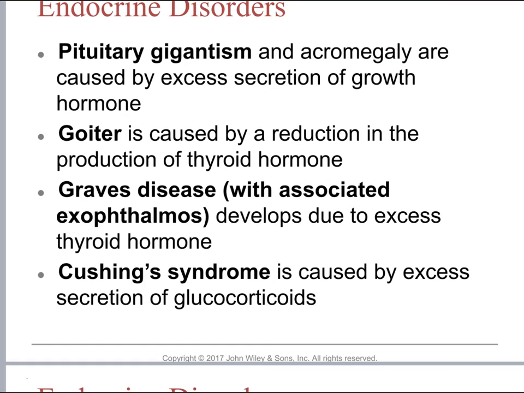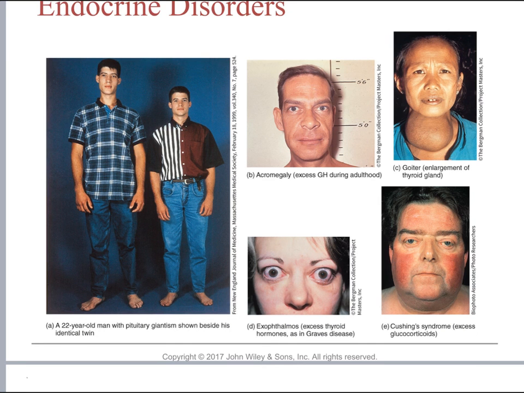The next few slides go over some review of some endocrine disorders like pituitary gigantism, goiter, Graves' disease, and Cushing syndromes. The subsequent slide shows us some pictures of patients who exhibit these conditions. So we can see a 22-year-old man on our first one here with pituitary gigantism shown beside his identical twin, so you can see the physiological differences. We see someone with acromegaly, so excess growth hormone during adulthood. So look at the size of his ears, nose, and head.